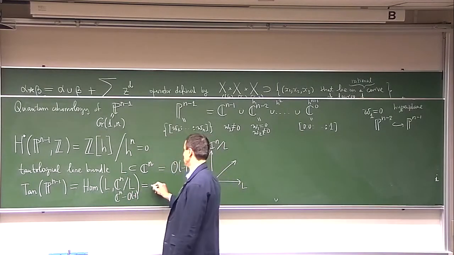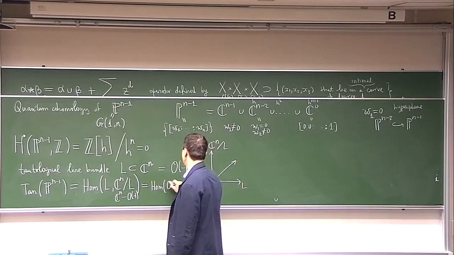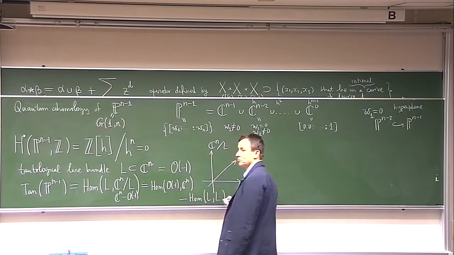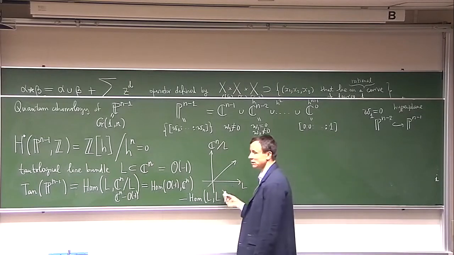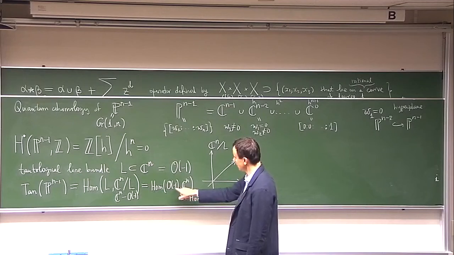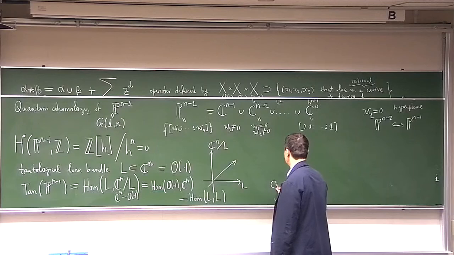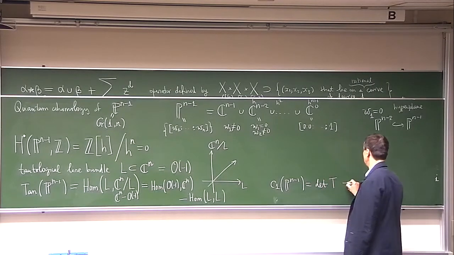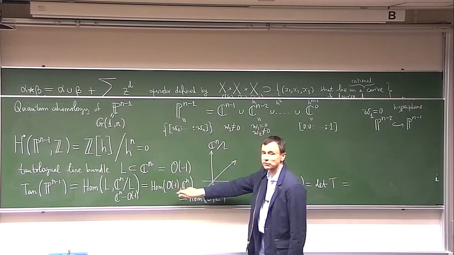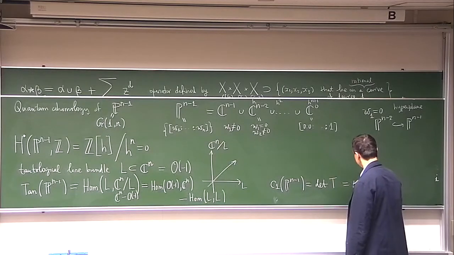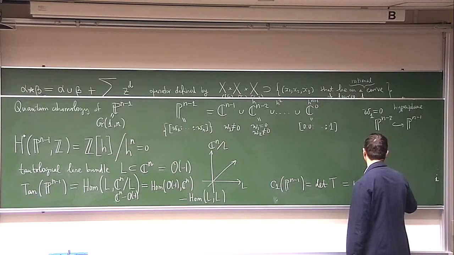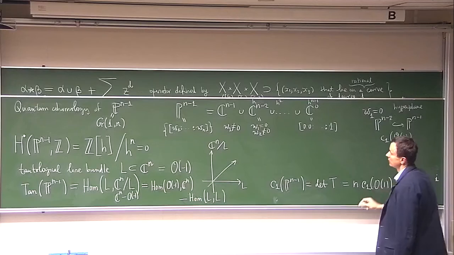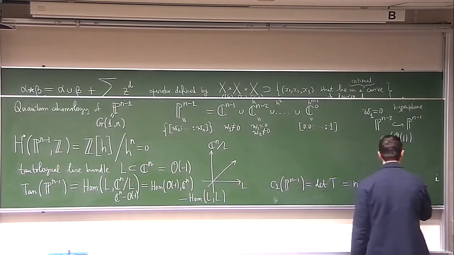So I get Hom from O of minus 1 to Cn, minus Hom from L to L, since L is shorter than O of minus 1. Homs from a line bundle to itself is a trivial bundle. This is trivial, and this is n copies of O of 1. And so the first Chern class of projective space is the determinant of the tangent bundle, and this is trivial, and this is n copies of O1, so this will be n times the first Chern class of O1. The first Chern class of O1 is this hyperplane section, so this is n times the hyperplane class.